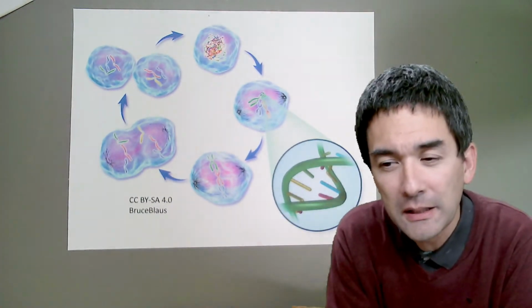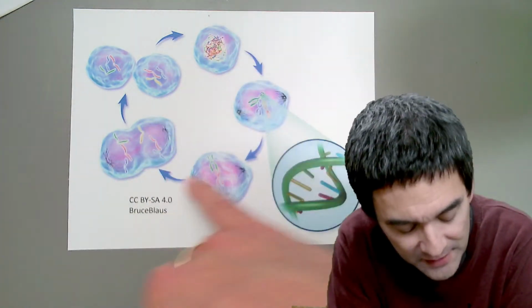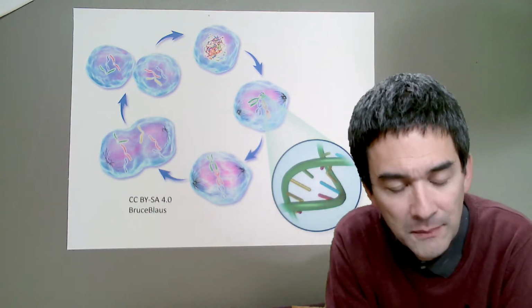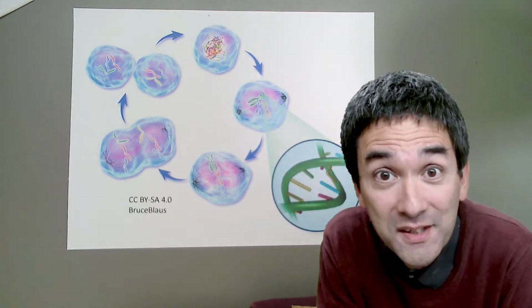I would like to also explain a little bit of why cell division, what's actually going on here. What we have is the so-called cell cycle, and the cell cycle is kind of the life cycle of a cell.